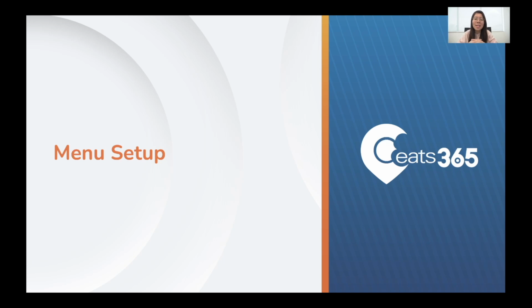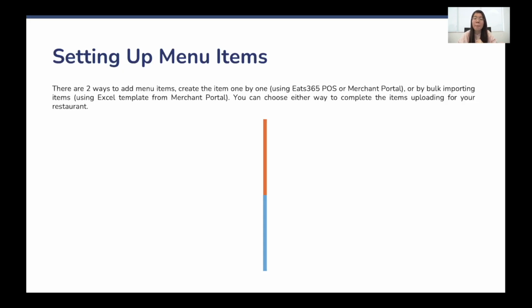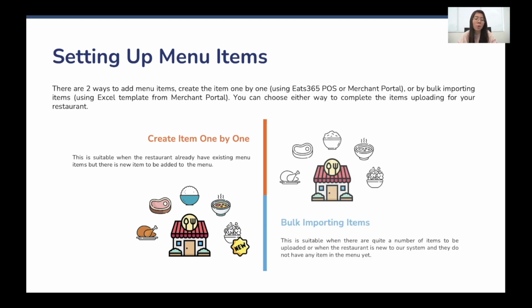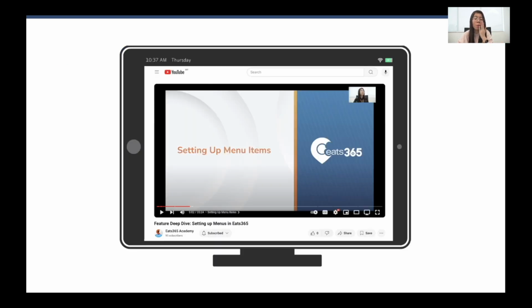Okay, next, let's move on to the menu setup for the food court setting. As usual, there are two methods to set up menu items: creating items one by one and bulk importing items. For detailed steps on how to create menu items, you can refer to our menu setup video, as the process for creating food court menu items is similar to setting up menu items for full-service restaurant and quick-service restaurants. However, there is one important note.